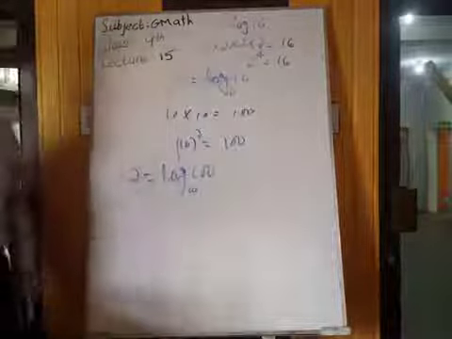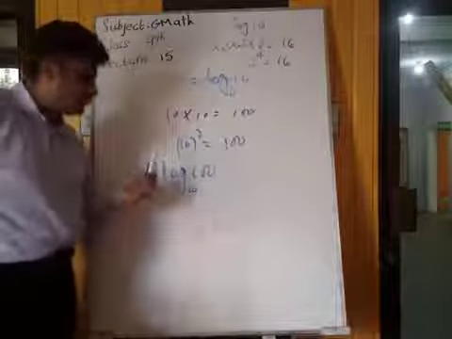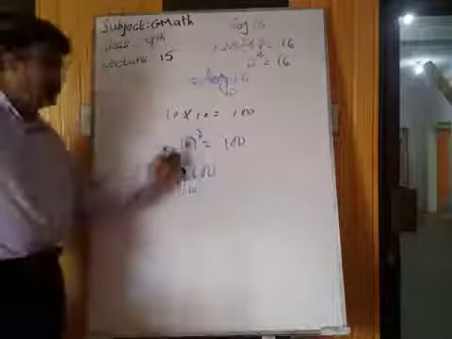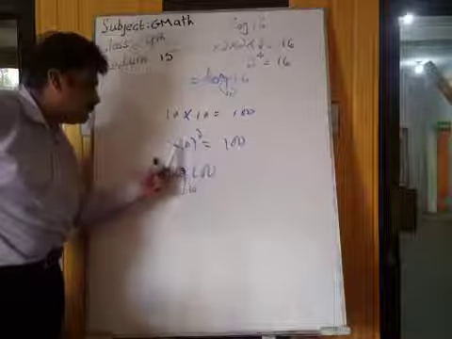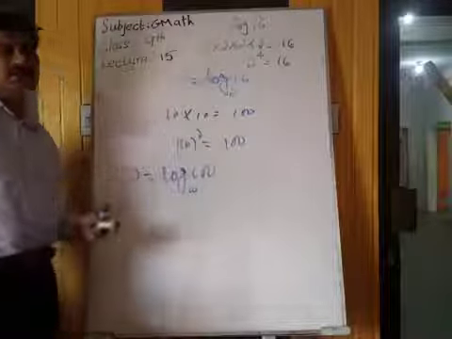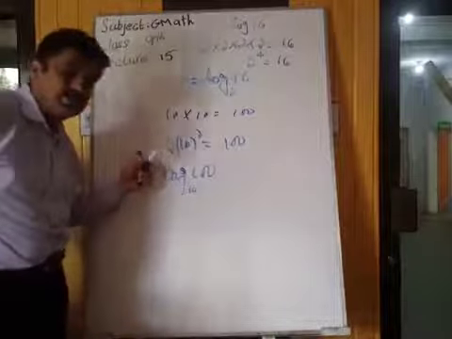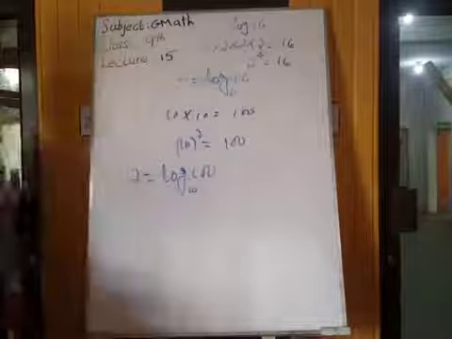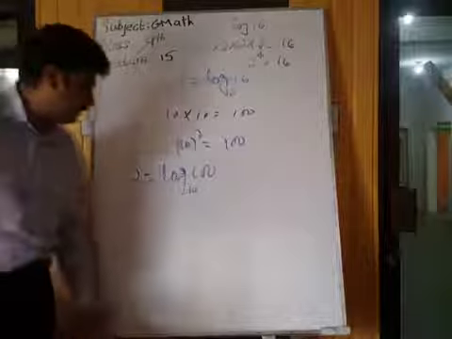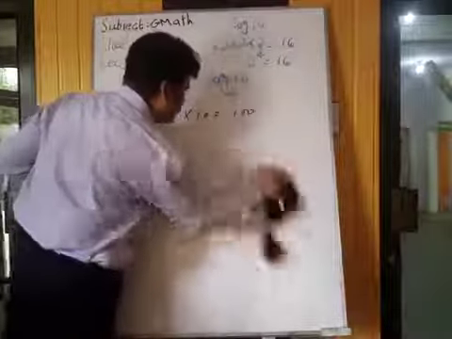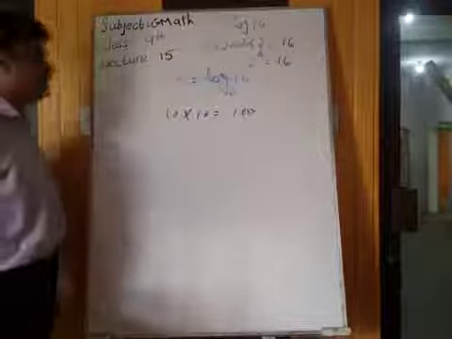Normally, it is called the common log. When we write any number as a power of 10, this 10, which is the base, is called the base of the log, which is always equal to 10. The base of the common log is always equal to 10. When we have to find the log of any number, we write it as a power of 10, and this power of 10 is called the logarithm of that number.